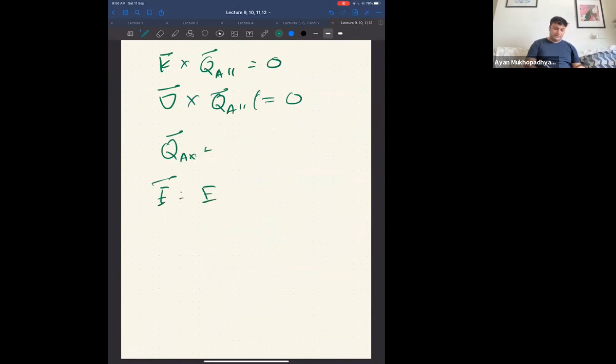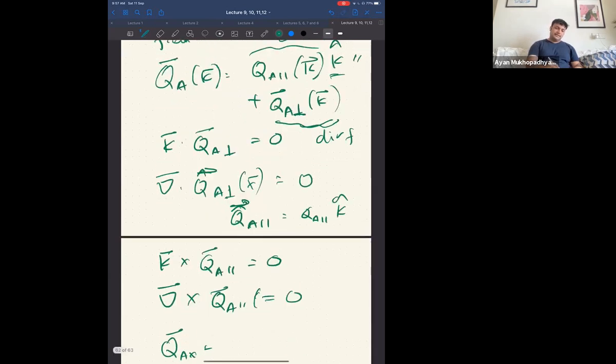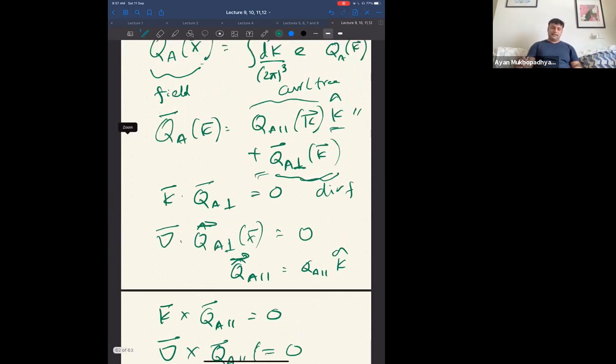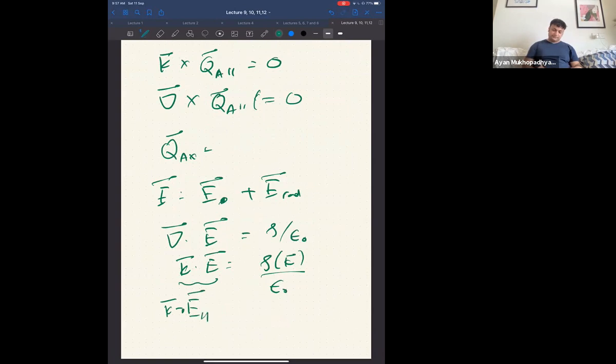So E is often decomposed into some E electrostatic, say, or not necessarily electrostatic, plus E radiation. So you have this equation: divergence dot E is equal to rho by epsilon naught. In Fourier space, this becomes K dot E is equal to rho K by epsilon naught, right? Now K dot E perpendicular is 0, right? If I take this component that is in Fourier space perpendicular to K, that would be by definition 0, because K dot that is 0. So it will only determine the E parallel part, right?